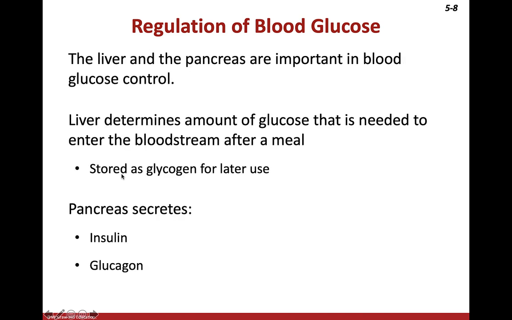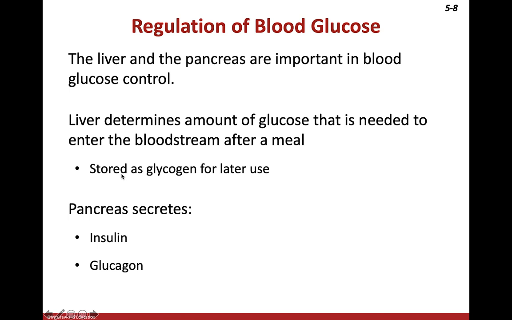Now, the liver and pancreas are the two organs that are primarily responsible for regulating blood glucose. What the liver does, it actually determines after a meal the amount of glucose that is going to enter the bloodstream, and it's also going to determine how much of that glucose is actually going to be stored as glycogen. So that is all controlled by the liver.